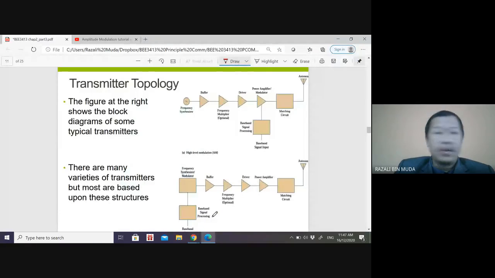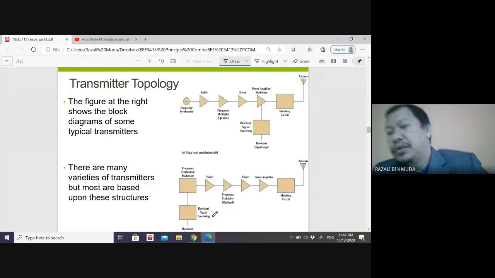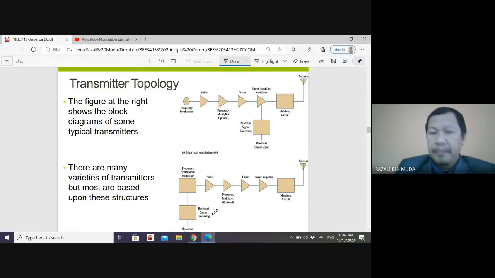Okay, we will continue our lecture about the transmitter. Now we will discuss the transmitter topology. Transmitter topology. So what is that?